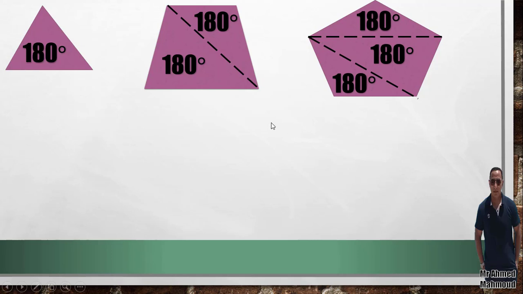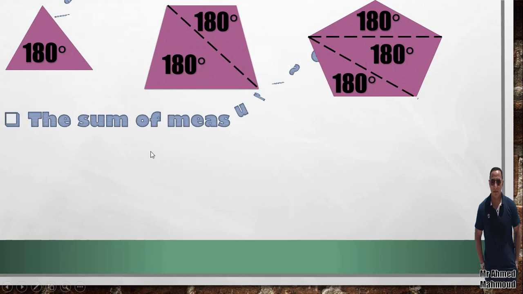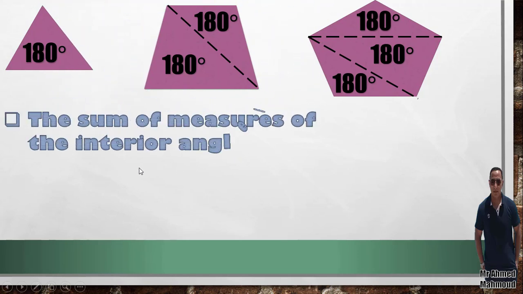Now this is a difficult way, because every time I'm going to divide the shape into triangles. So it's better to use the rule. The rule gives me the sum of the interior angles of all polygons without drawing. This rule is the sum of measures of the interior angles of a polygon.